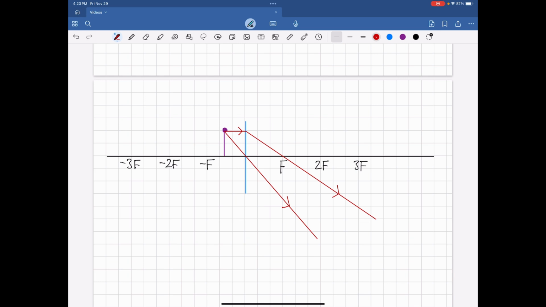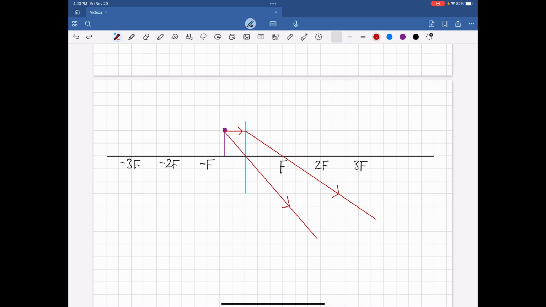There's also another problem. If we want to apply the third rule, and the third rule we said was one that goes through minus F, well, if we do draw a ray of light that goes through minus F, that one doesn't even hit the lens. So this is definitely a different story. We can only use the first two rules, but they still don't seem to work.